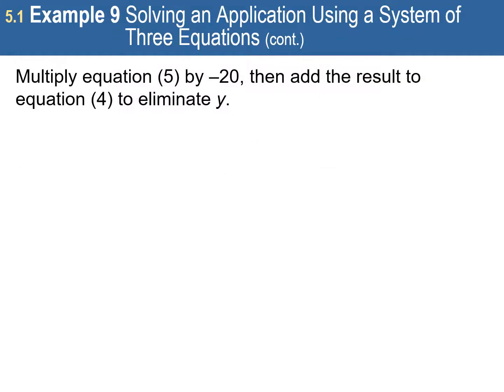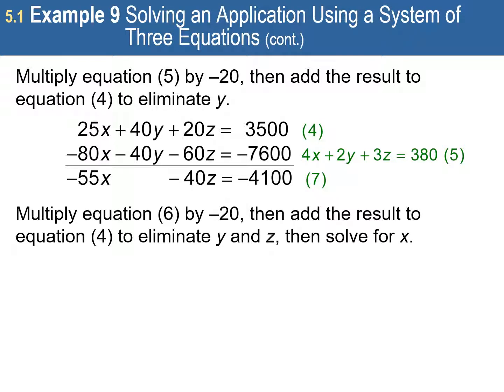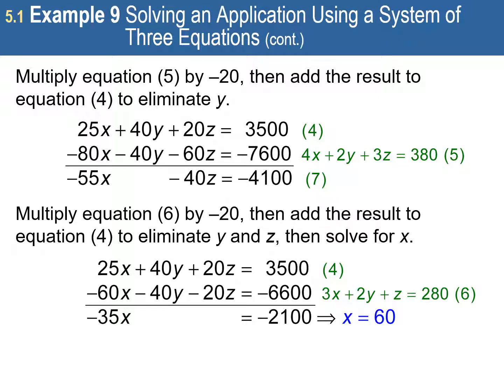Now we need to eliminate some variables. So let's multiply equation 5 by negative 20 and add to equation 4. And when we do that, we get equation 7, which is minus 55x minus 40z is equal to minus 4100. Now let's multiply equation 6 by negative 20 and add to 4 to eliminate. This will eliminate both y and z. When we solve for x, we're going to get x is 60.